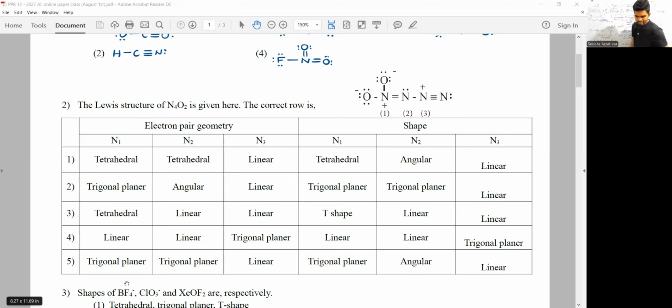In the given compound here, it has 3 central atoms. Actually, it has 3 central nitrogen atoms. For them, we have to find separately their electron pair geometry and the shape around each central atom. So what is the theory we use for that? It has like 5 letters.